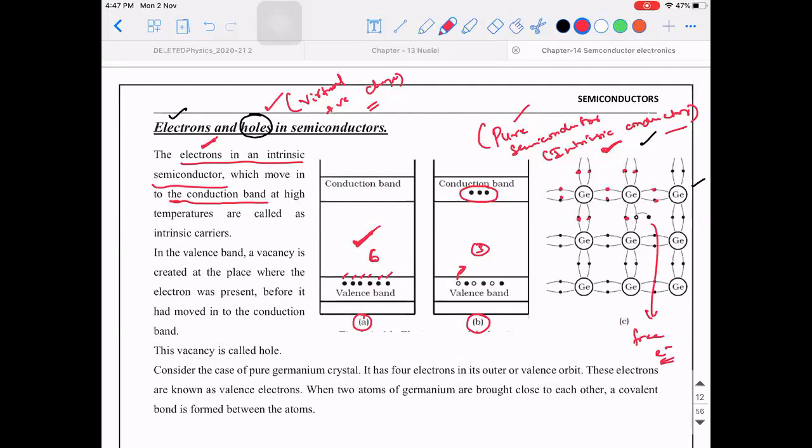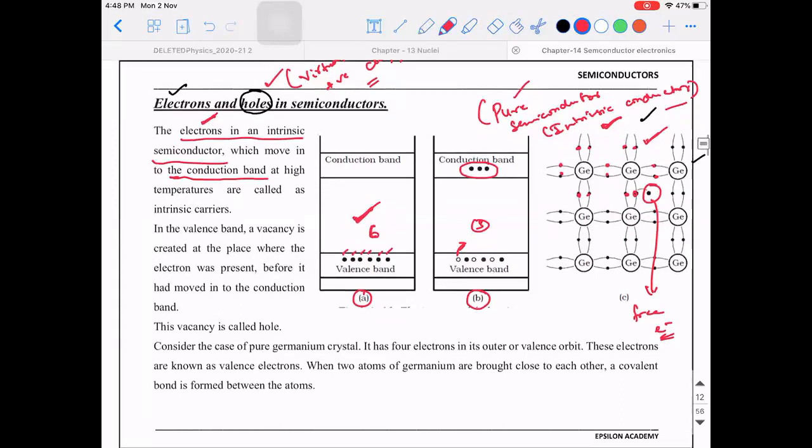So, what is left out in the bonding structure? The hole is left out. Now, this material, due to this free electron, will develop the property of conduction. Are you guys able to understand? So in the valence band, I'll read this out, listen. In the valence band, a vacancy is created at a place where the electron was present before it had moved into the conduction band. This vacancy is called as hole.